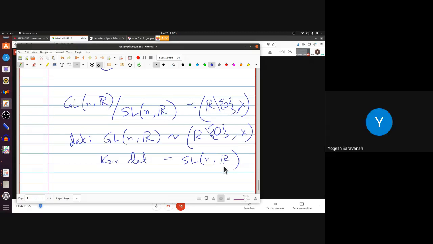Sir, in order to tell this, shouldn't we show that the kernel of a map is a normal subgroup? Of course. It should. It's a trivial thing to show, but it should be shown.